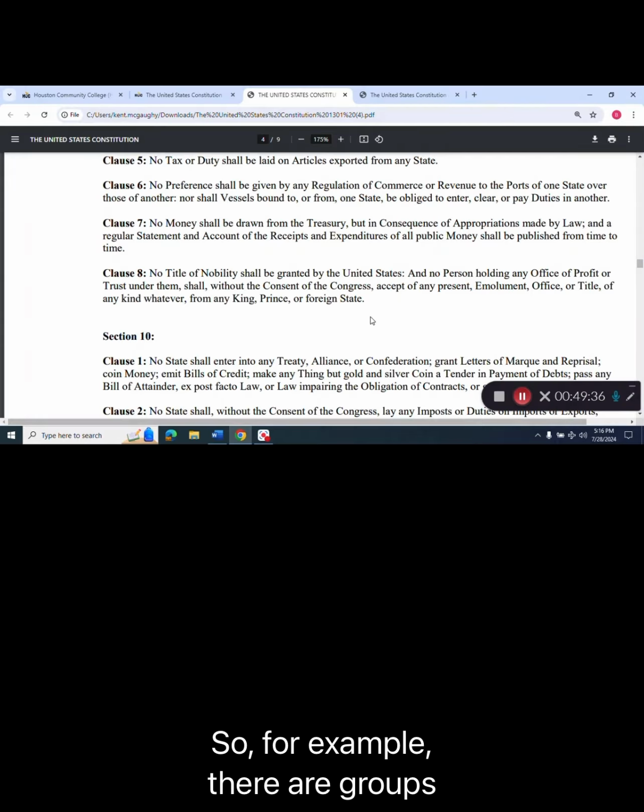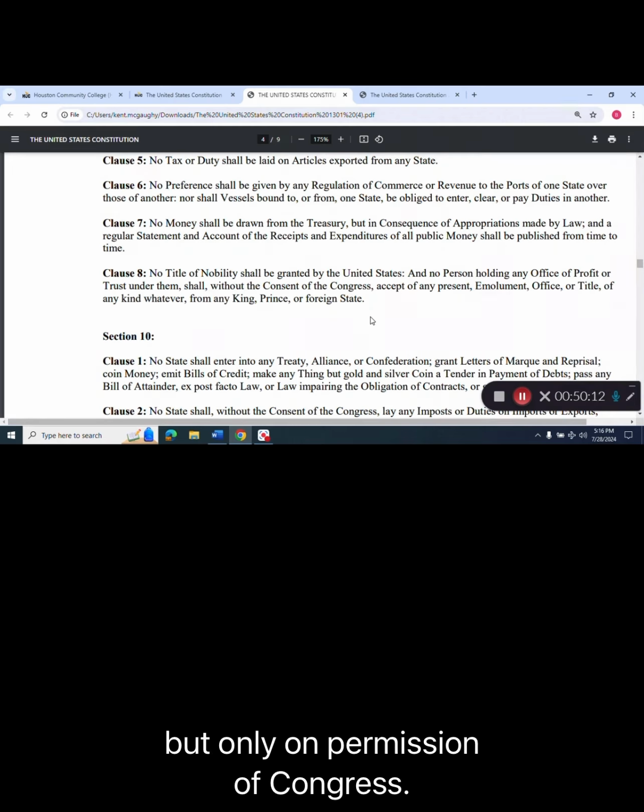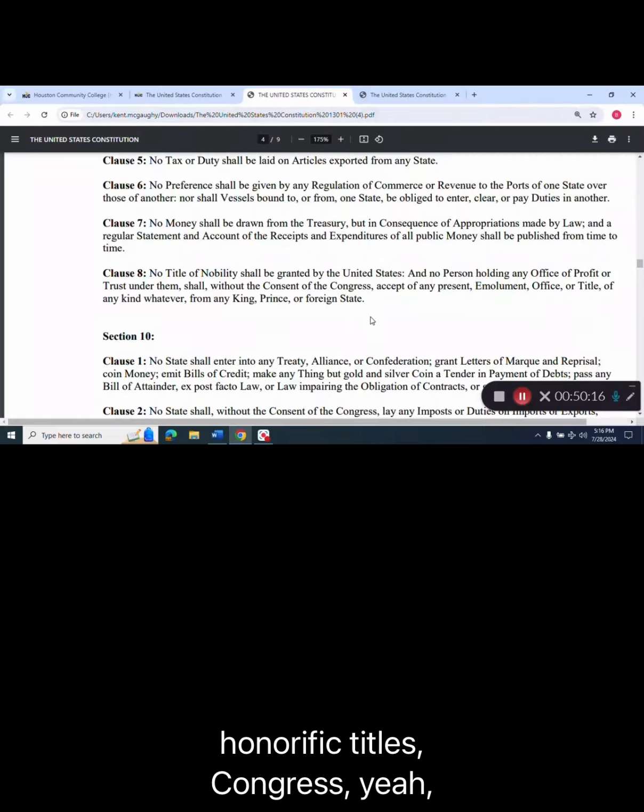So, for example, there are noble titles in countries like England that are honorific. Okay? In other words, they don't give you any specific authority. They don't give you a salary. What they give you is an honor. So an American can be given one of those honorific titles by the British, but only with the permission of Congress. And again, if it's one of the honorific titles, Congress can say, yeah, that's fine. Go ahead.